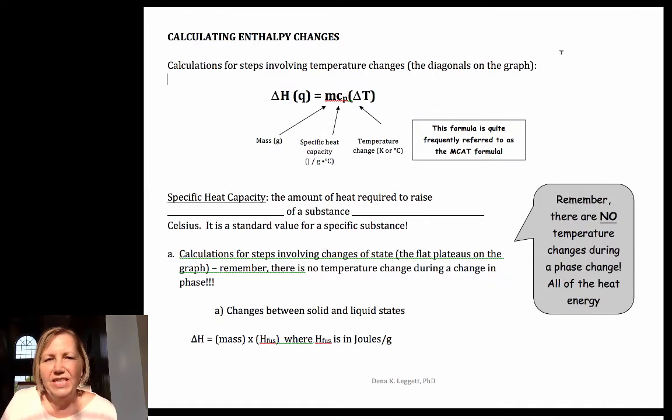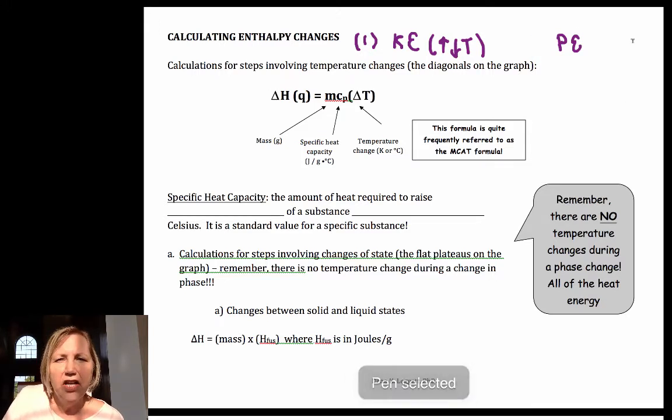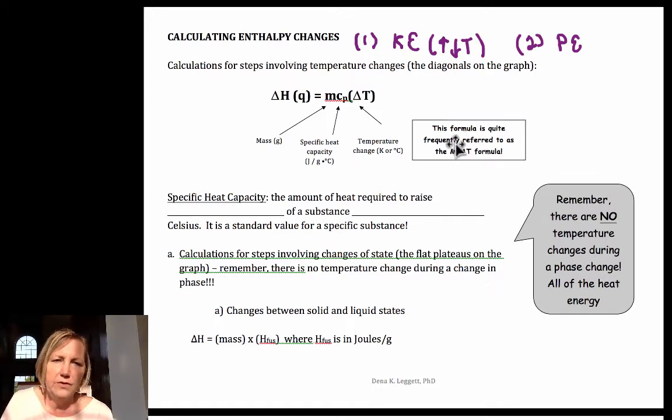And welcome to this video in which we will be performing calculations of the type you would see on a heating curve or a cooling curve. Now, there's going to be two types of processes here. One in which there's a change in kinetic energy and hence an increase or decrease in temperature. And the other in which there's a change in potential energy. So that would be our second type of calculation, and they need very slightly different formulas for those.